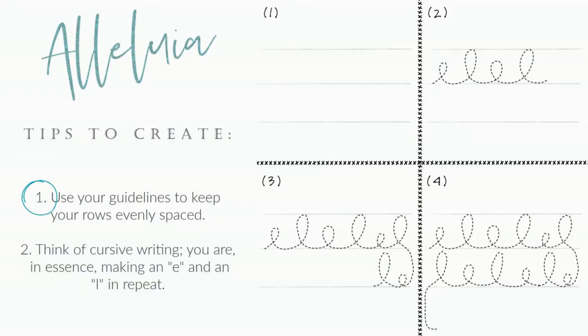So let's take a look at how we're going to make our design today. First, we're going to be creating some guidelines. I'm using washi tape, and I'll show you that in a minute, but those guidelines are going to keep your rows nice and even. You're also going to think of cursive writing. You're going to be, in essence, making a lot of lowercase e's and a lot of lowercase l's.